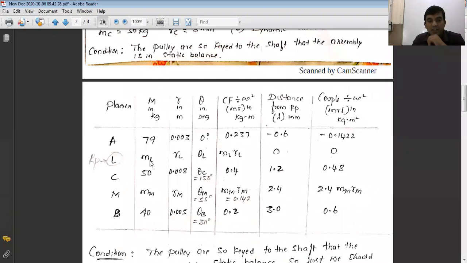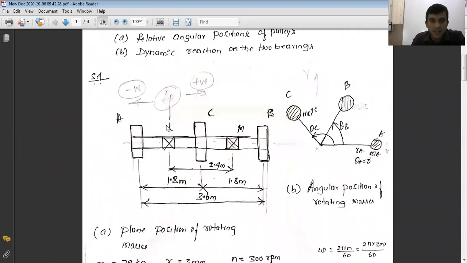Then how do you select the reference plane? Remember that note: when two unknown masses are there, you consider any one of the mass planes as the reference plane. Here you can consider L or M as the reference plane, anyone. For this problem, I will consider the reference plane as L. Now the planes which are towards the right side of the reference plane are positive planes. The planes which are on the left side of the reference plane are negative planes, right?